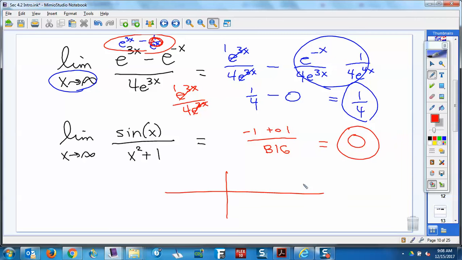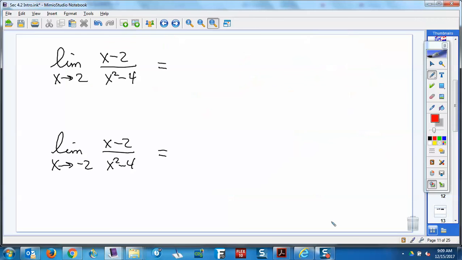This would be a graph that I was talking to you about that goes like this. Just keeps bouncing back and forth from positive to negative, but it keeps getting smaller and smaller and smaller. That's a horizontal asymptote at 0. Okay? So the limit is 0. All right? Let's look at this one.